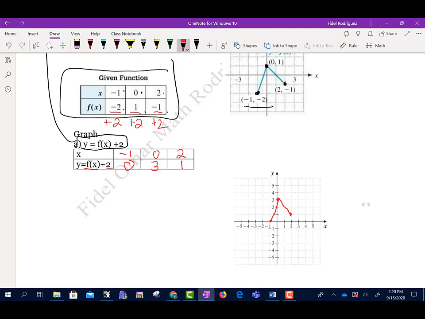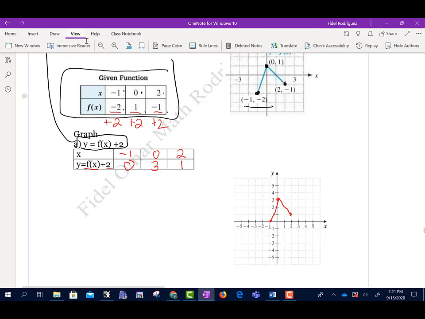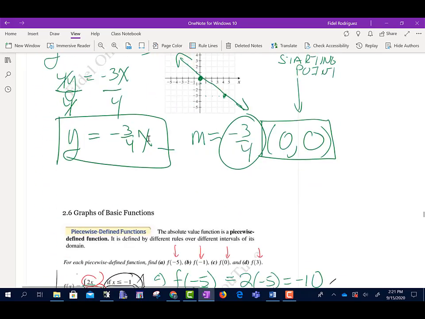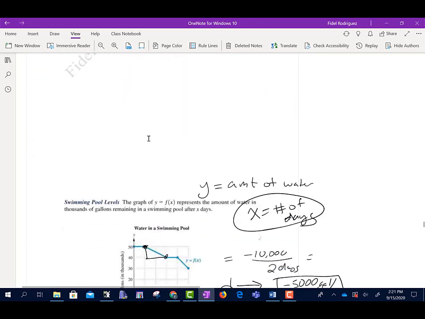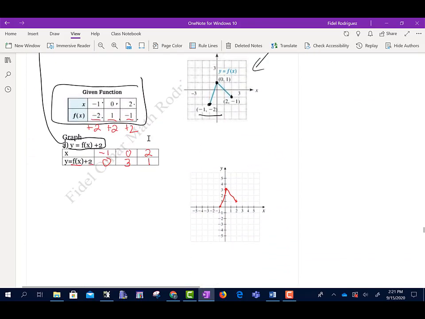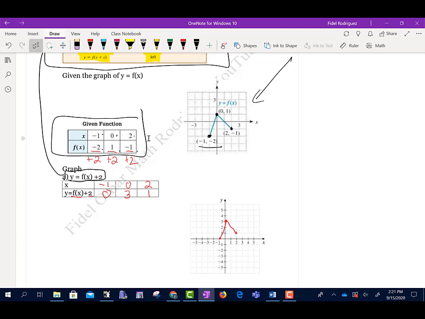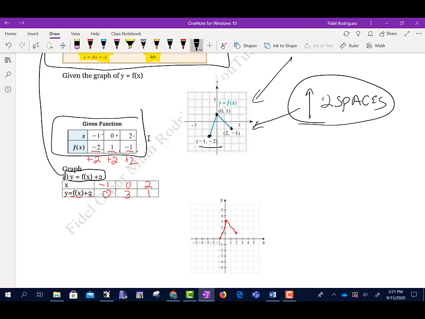And if you noticed, I'm going to try to zoom out a little bit. Let's see if I can do that here. I'm going to zoom out just a tiny bit. Whoa, threw me off. But it's okay. We'll find what we're looking for. Here we go. And so if you notice, all we basically did here, guys, is we took this graph and we moved it up 2 spaces, okay?